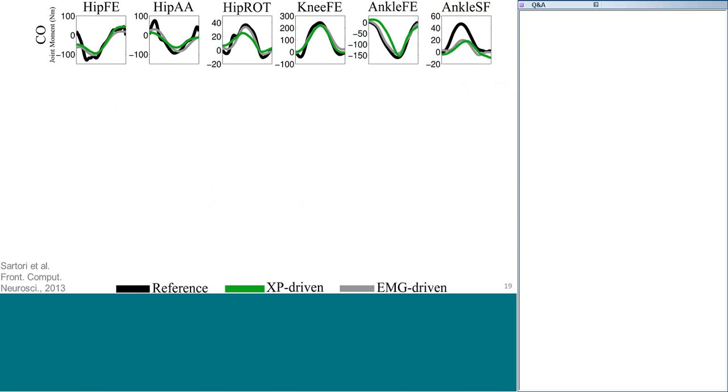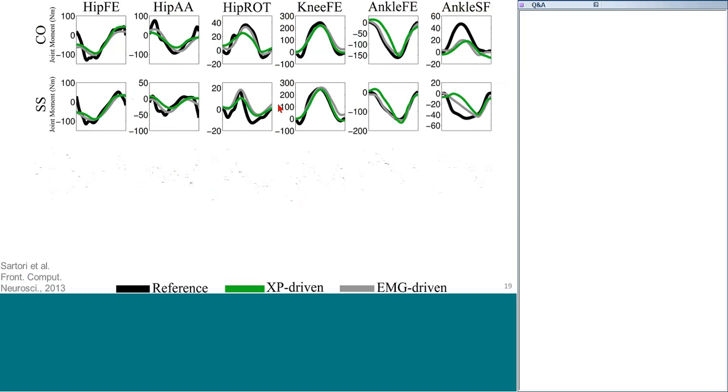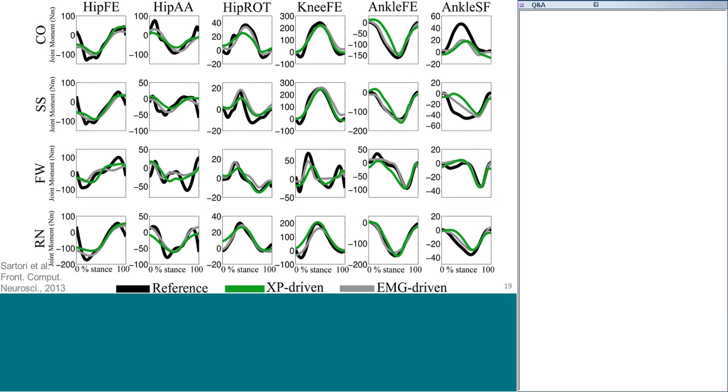And as we can see here, the model driven by the excitation primitives was able to predict joint moments about 6 degrees of freedom during crossover, sidestepping, forward walking, and running. And we can see that the prediction accuracy was comparable to that achieved by using EMGs as an input.